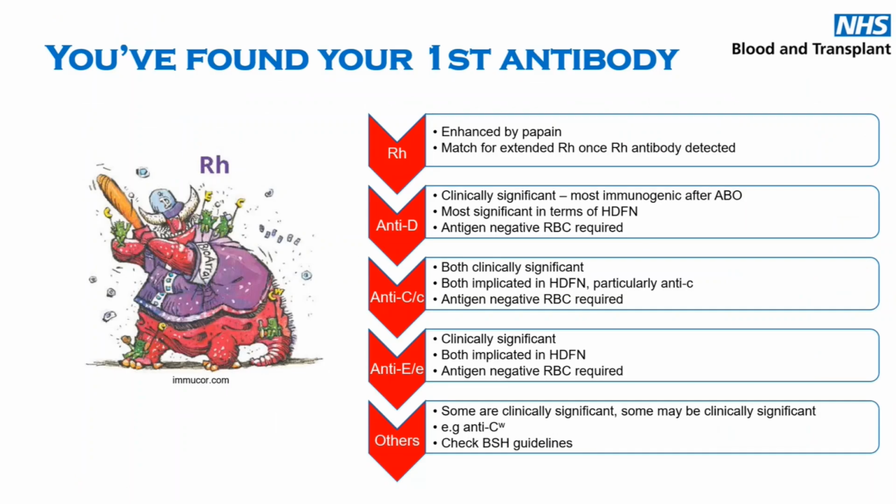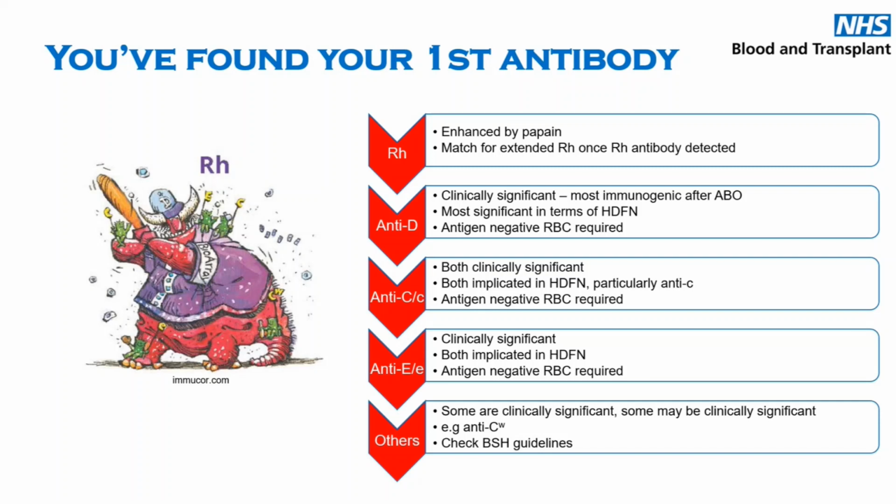So it's an RH antibody, which, as I've said there, these are just taken from your BSH guidelines. So it's enhanced by papain. Once you've found an RH antibody, you'd match for your C's and E's. Anti-D is the most clinically significant and it's the most immunogenic after ABO. It's the most significant antibody in terms of HDFN, and you need to give antigen-negative blood if you found it.